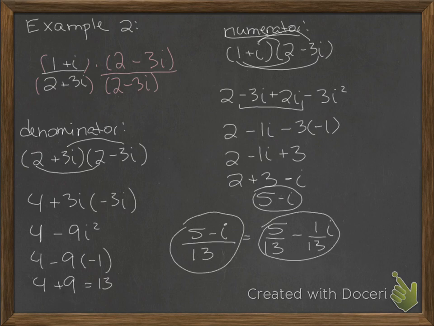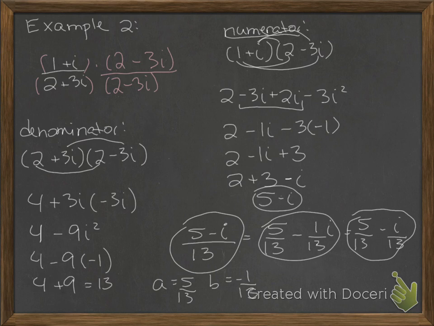Okay. If you wrote it as, I guess you could also write it as 5/13 minus i over 13. That would be also a valid answer. But if it's asking you to write out what is A and what is B, you would have to say that A is 5 over 13 and B is equal to negative 1 over 13 if it asks you for A and B.